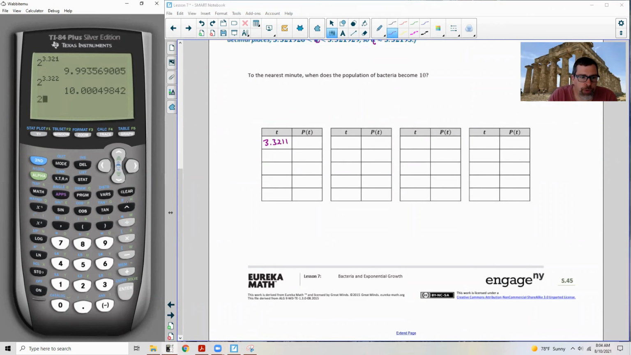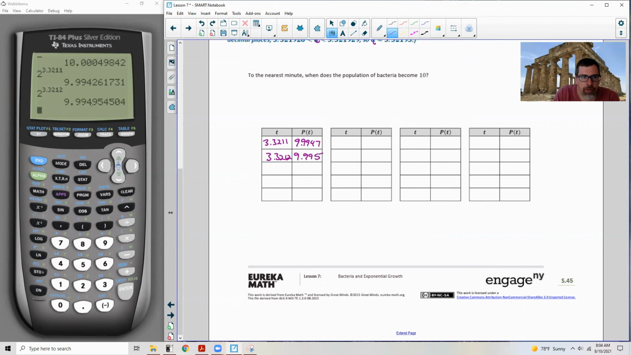So now I want to do 3.3211. So 2 to the power of 3.3211 is 9.9947. And then 2 to the power of 3.3212. Enter. 9.9949, or so let me see. 3.3212 is 9.995, rounding this one out. Okay. So then we're going to try 2 to the power of 3.3213. Enter. Still not there. 3.3213 becomes 9.9956.